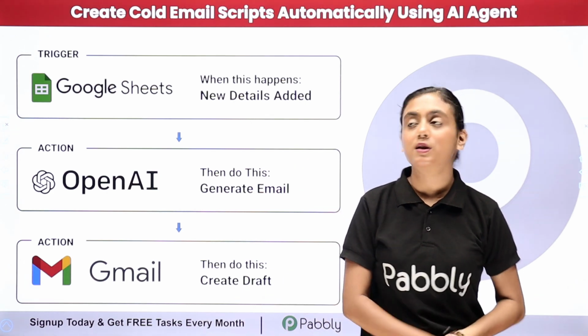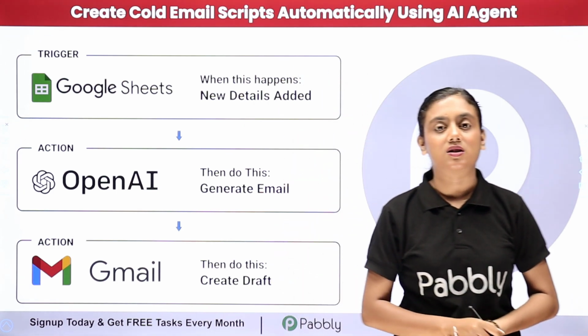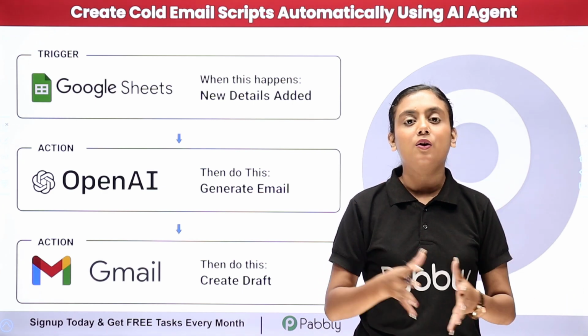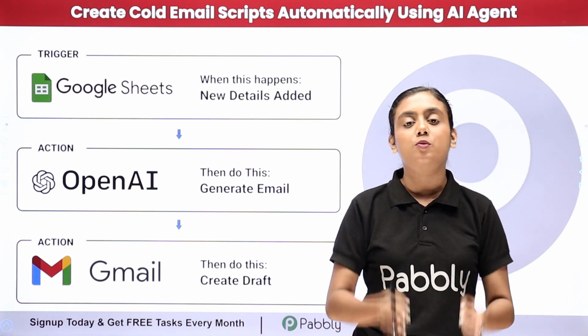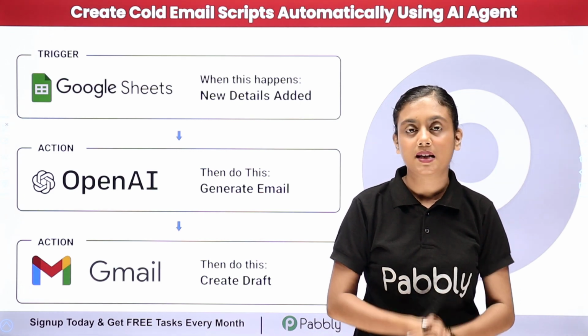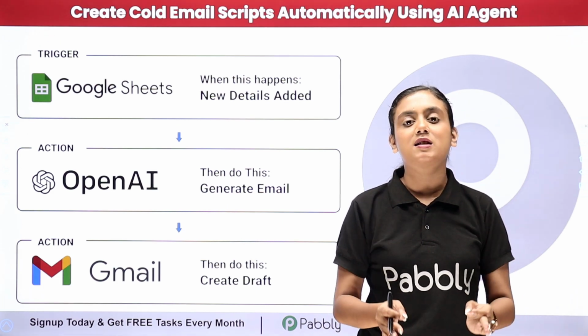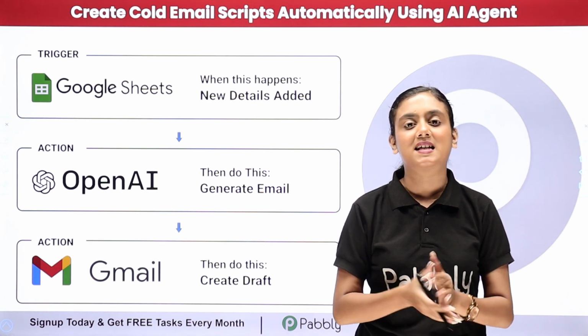In this video, we are going to learn how to create cold email scripts automatically using AI agent. So I am an owner of a digital marketing agency business and I keep record of all my leads, that is the company details, in my Google Sheets towards whom I have to write the cold email scripts. Now doing that manually is a very time consuming and a hectic task. So to solve this problem, I have created an AI agent using Pabbly Connect without writing a single line of code.